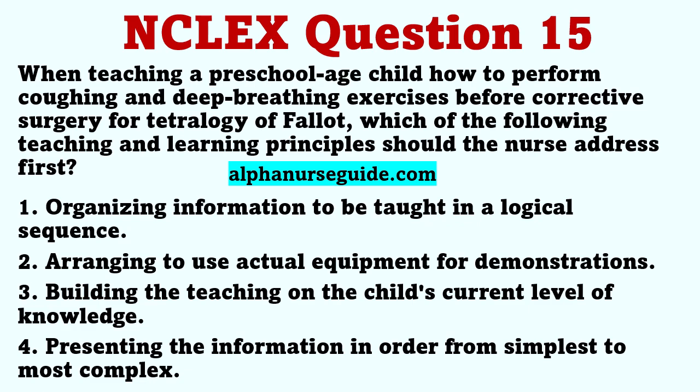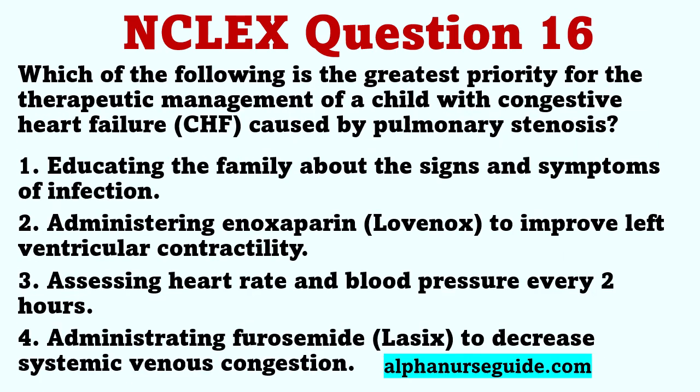Which of the following is the greatest priority for the therapeutic management of a child with congestive heart failure, CHF, caused by pulmonary stenosis? 1. Educating the family about the signs and symptoms of infection. 2. Administering enoxaparin to improve left ventricular contractility. 3. Assessing heart rate and blood pressure every 2 hours. 4. Administering furosemide to decrease systemic venous congestion. The correct answer is 4.